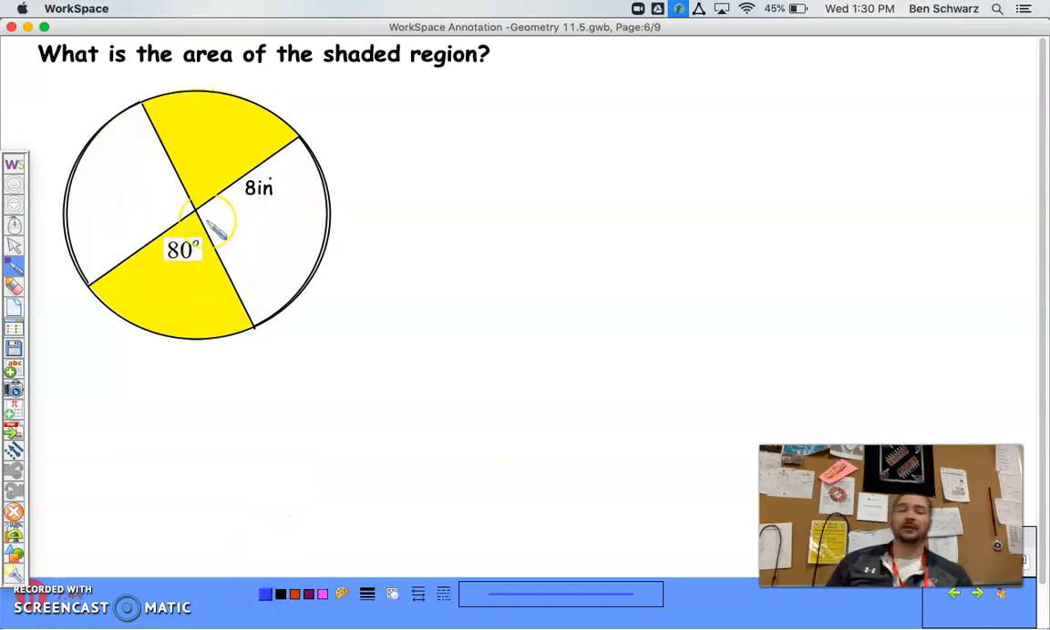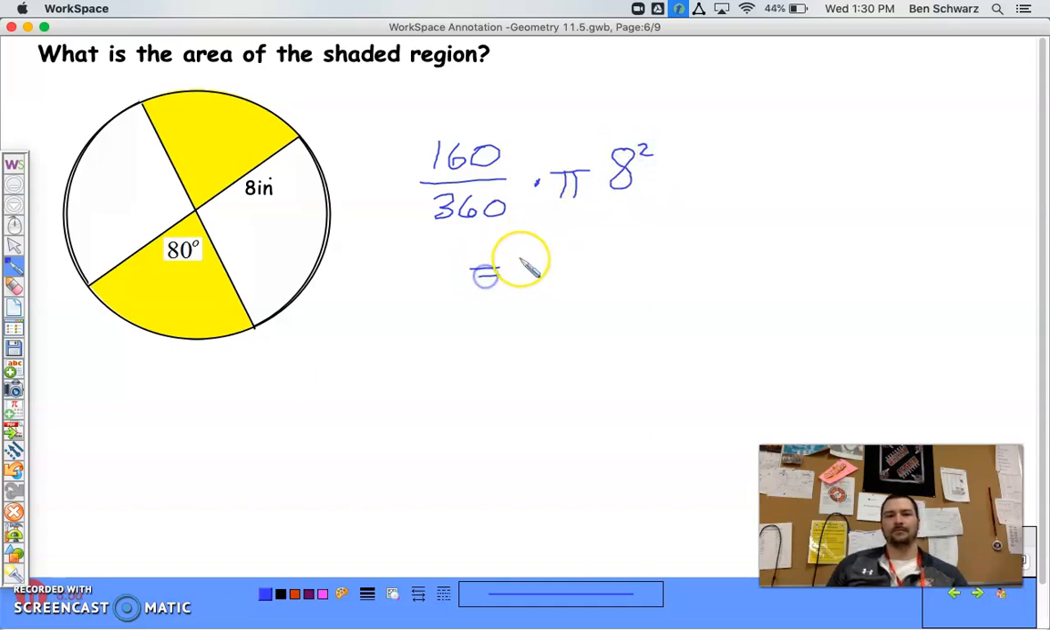Area of this shaded region here. So here we actually have a total of 80 and another 80. So that would actually give us 160 out of 360. And then it's times pi r squared. So pi 8 squared. So plug it in again. And this time, I'm going to get 89.36 inches squared.